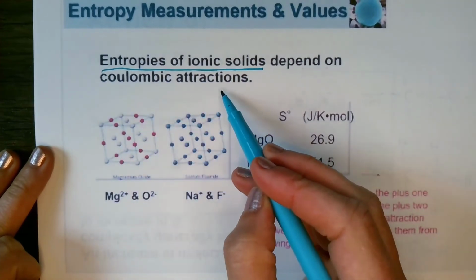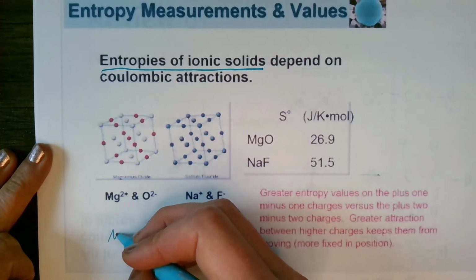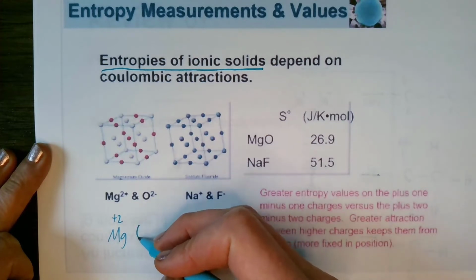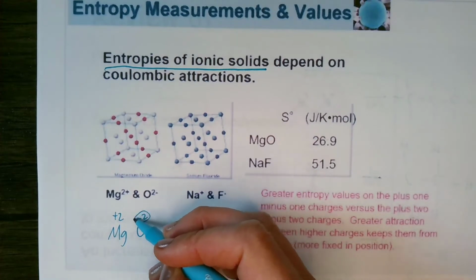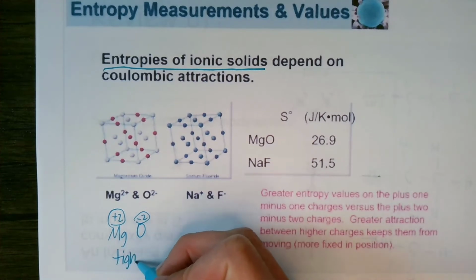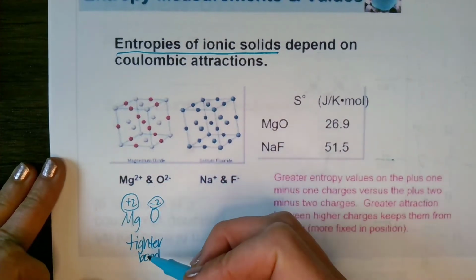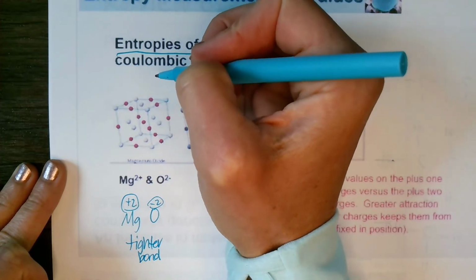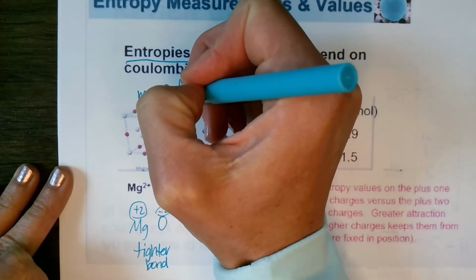We can also look at the entropies of ionic solids, and it depends on their Coulombic attractions. And what does that mean? So let's say that we have magnesium oxide. We have magnesium with a +2 charge, and we have oxygen, which when it becomes an ion, oxide. And we can see this +2 -2, this is going to give us a tighter bond. When we have that greater attraction to one another, they're actually in a more fixed position.